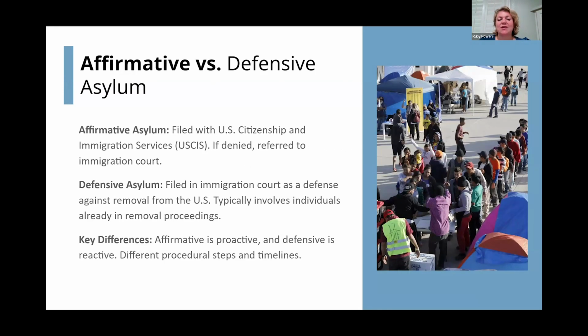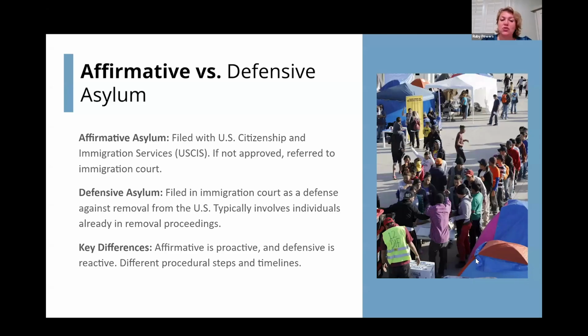So affirmative, like we said, you apply with USCIS. If you are not approved, then you would be referred to immigration court. It doesn't necessarily mean that you are denied. It just means you are not approved, and you'd be referred to immigration court. Defensive is before an immigration judge, and you would have received a notice to appear. Sometimes you might have a notice to appear, which is like summoning you to court, but it doesn't necessarily mean that you are actually in court yet.